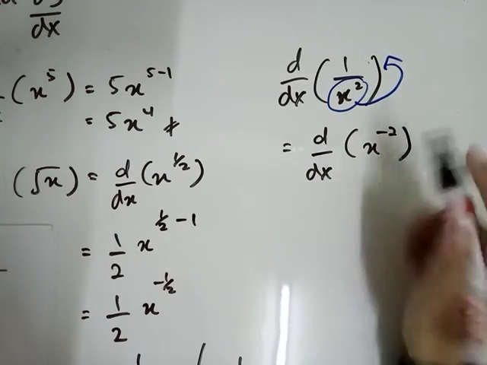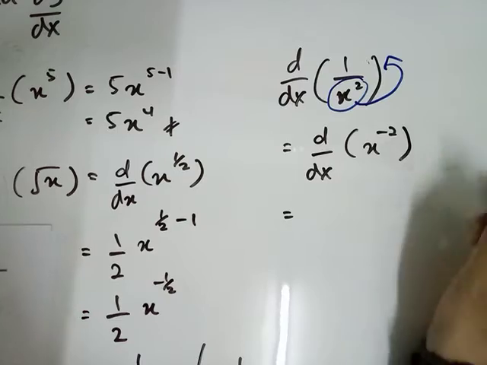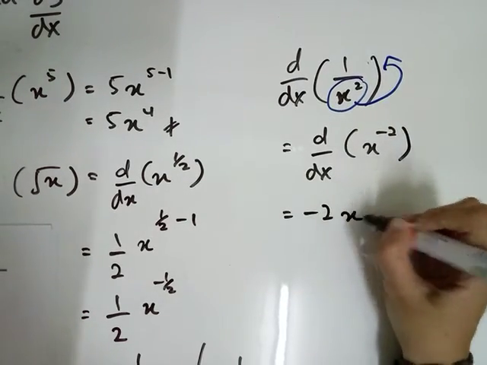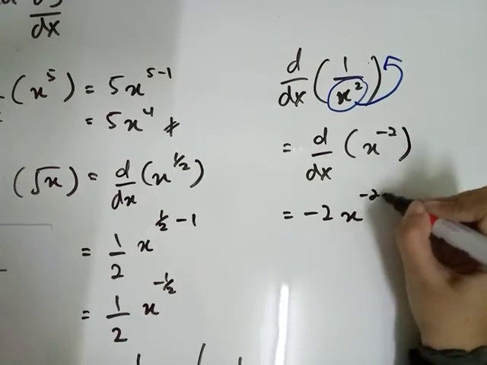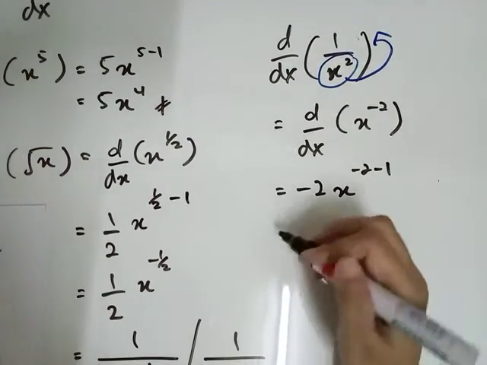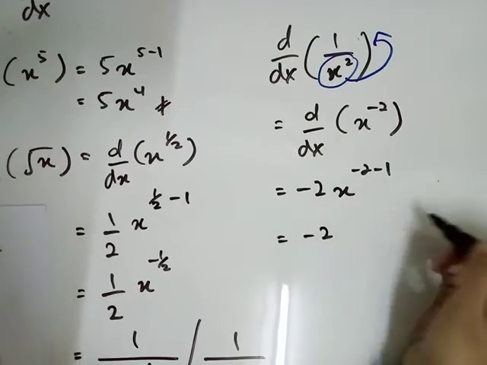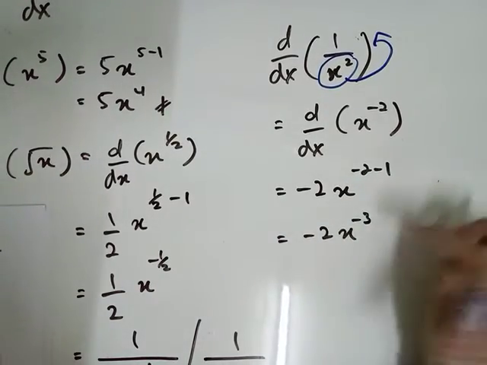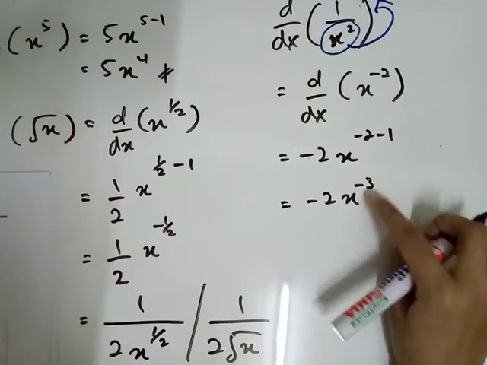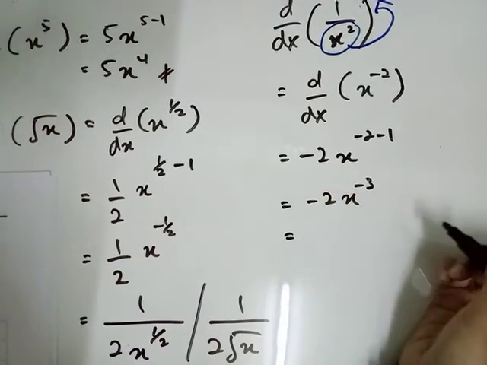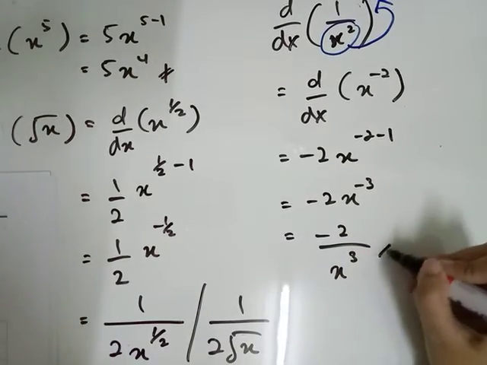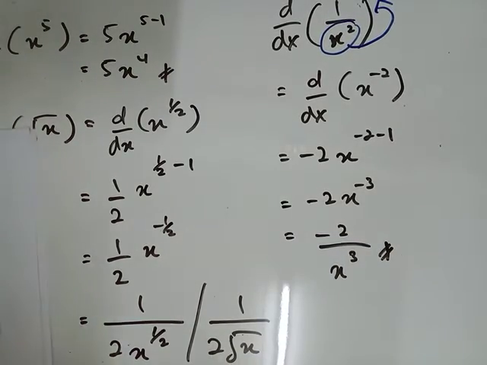So differentiate x power negative 2. The negative 2 power, bring in front. So negative 2 times x, and then negative 2 minus 1. So it will be negative 2 x power negative 2 minus 1, negative 3. So the power is negative, so you have to bring it down to the bottom to make it positive. So negative 2 over x power 3. This is the answer. Alright? You understand?